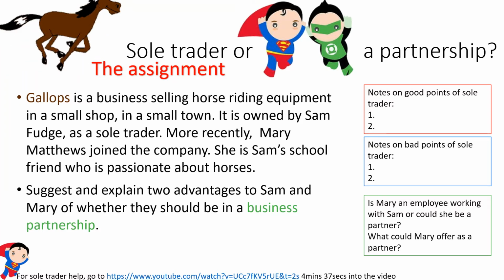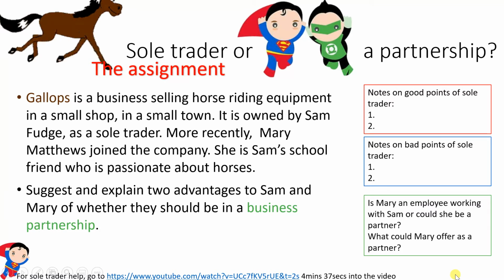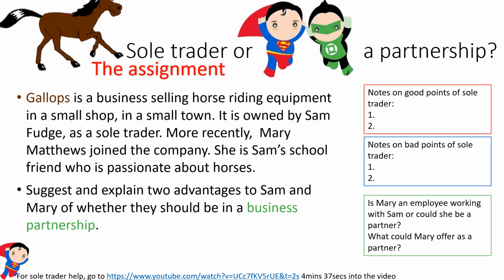And now the final green box. Is Mary an employee working with Sam, or could she be a partner? What could Mary offer as a partner? So this is about making sure that we've covered and you've really thought about the last slide, so you've got your head around the advantages and disadvantages and seeing what Mary could offer the business and whether it's a stronger business or whether they can continue and Sam is just as strong by himself.